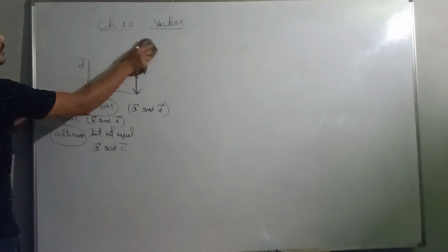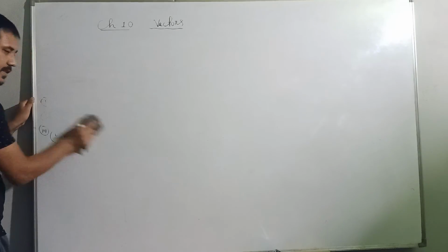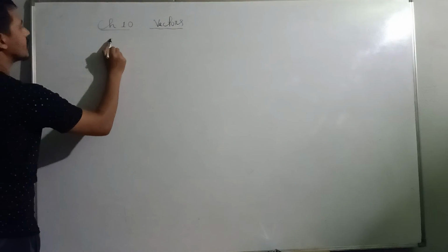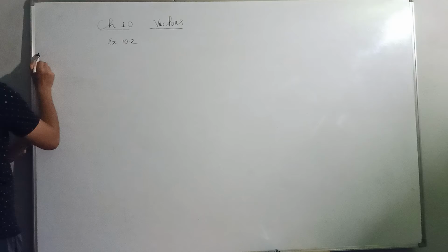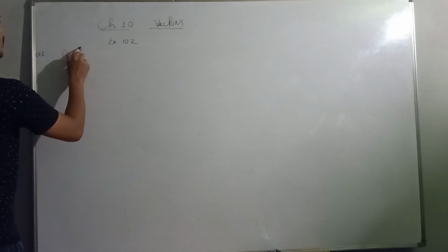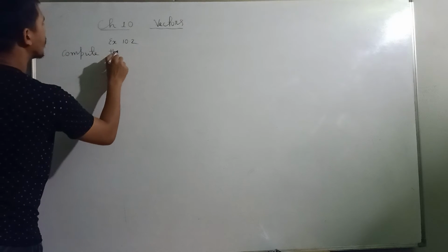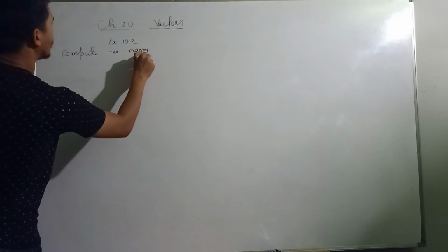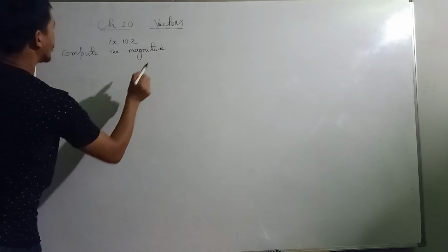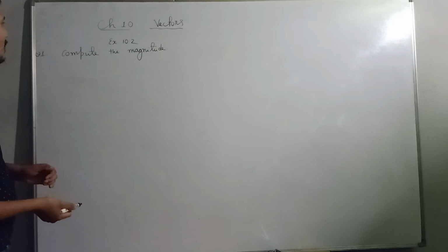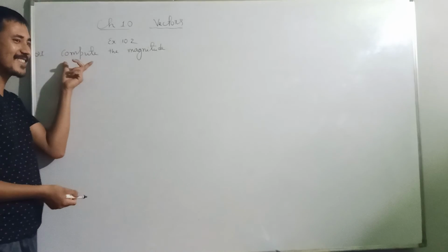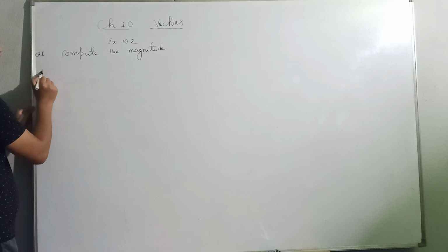Answer the following, true or false. Okay, we can say the true or false part. So let's go for the next exercise, 10.2. Exercise 10.2, the first question: compute the magnitude of the following vectors. Compute the magnitude. What, class 9, 10 students making like compute. It's computerized, no? Yeah, imagination level.